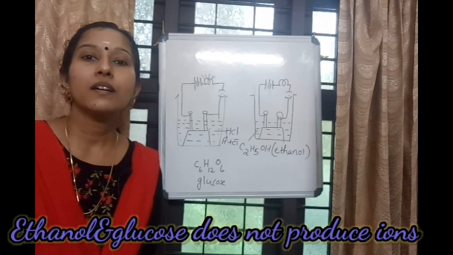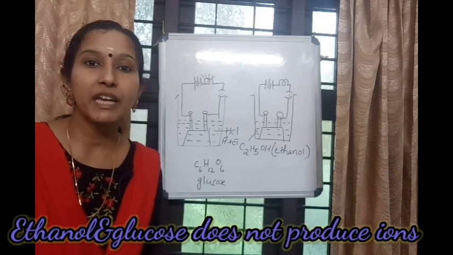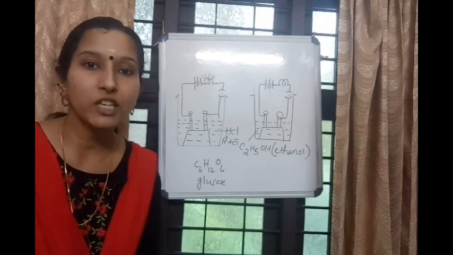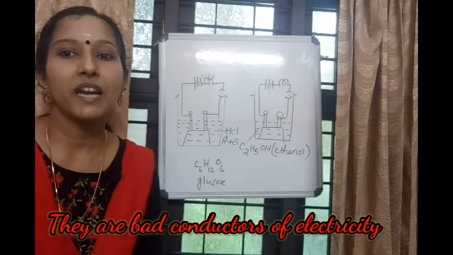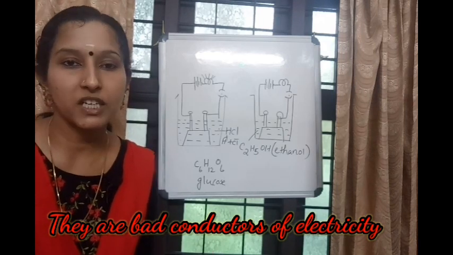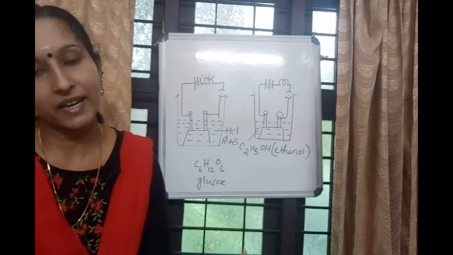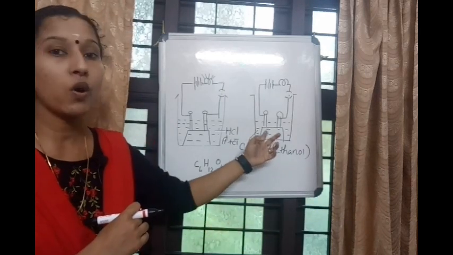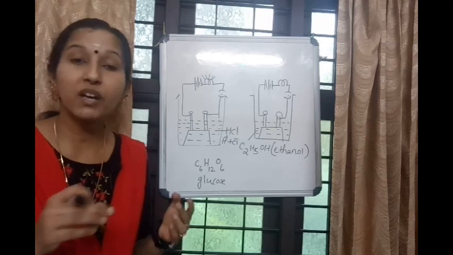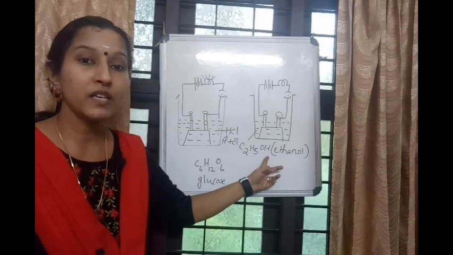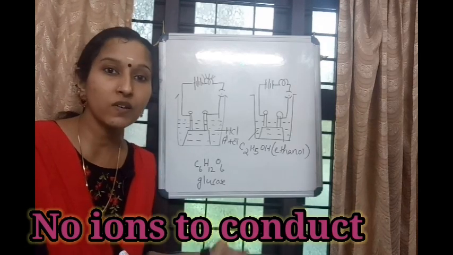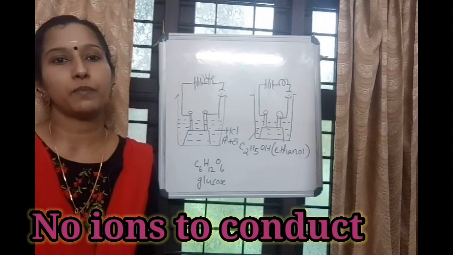Ethanol and glucose do not give H plus ions. If they are not ready to give H plus ions, they cannot conduct electricity. Why? Because ions are the factor which conducts electricity. If there are no ions, there will be no conduction. So why is there no glowing of the bulb in the second figure? Because there are no ions. If there are ions, definitely you can see the glowing of the bulb.